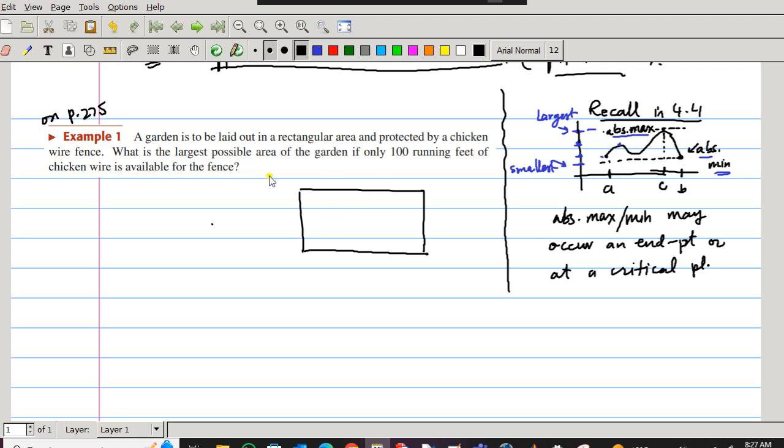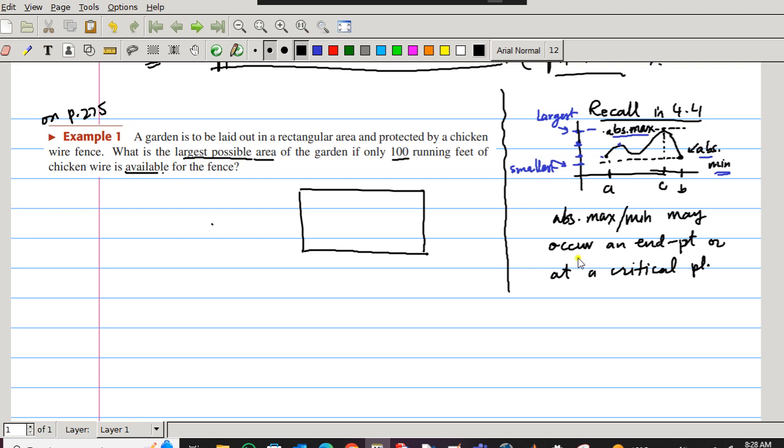So, what is the largest possible area? See now, largest, it means I need to find the maximum area, right? Of the garden if only 100 running feet of wire is available. So now this is the condition that if you just give me any amount of wire, I can make a garden as big as possible, no problem. But now the problem is I have a limited wire.